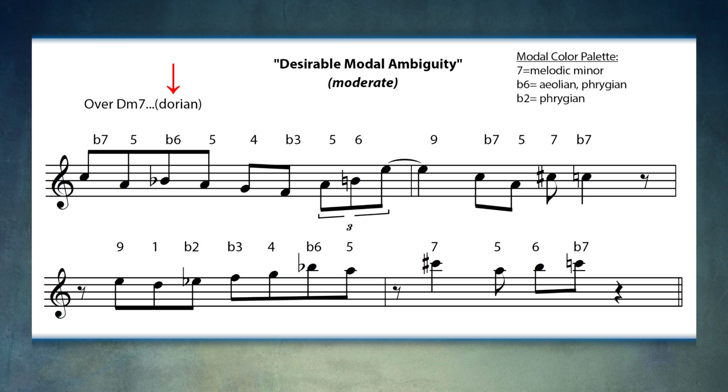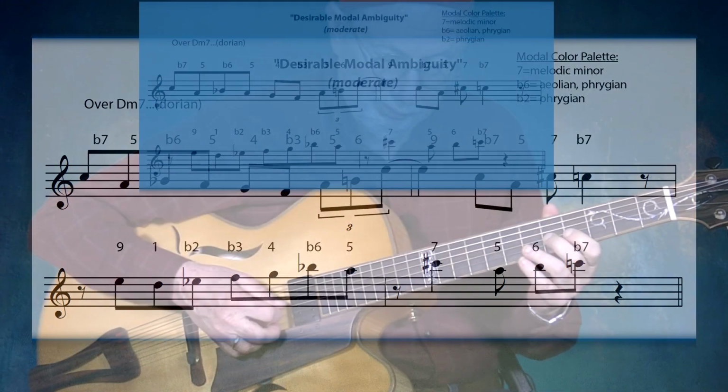This example I also call moderate modal ambiguity because its color palette consists of choices only from other parallel minor modes. All of them, of course, have the minor third and the root in common. So I create ambiguity whenever I use the major seventh, the flatted sixth, and the flatted two, which are non-diatonic to the Dorian. Let me play it for you.